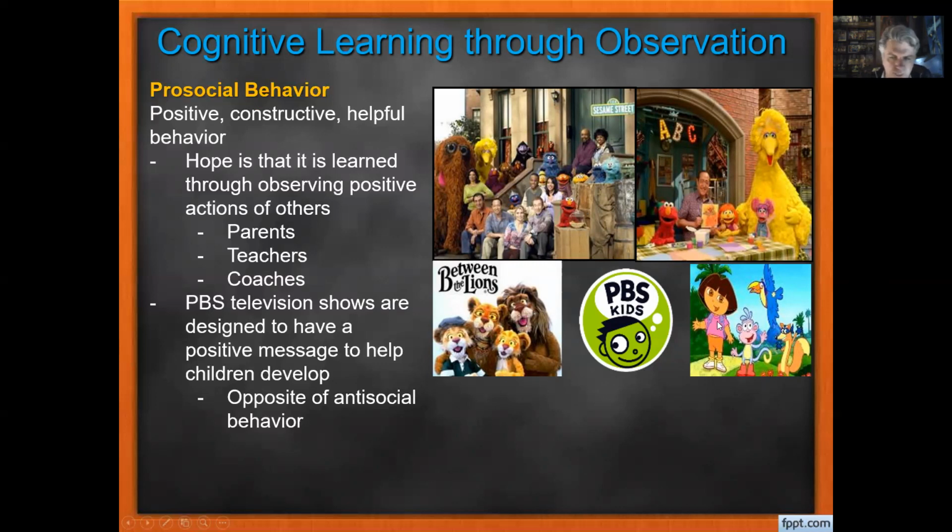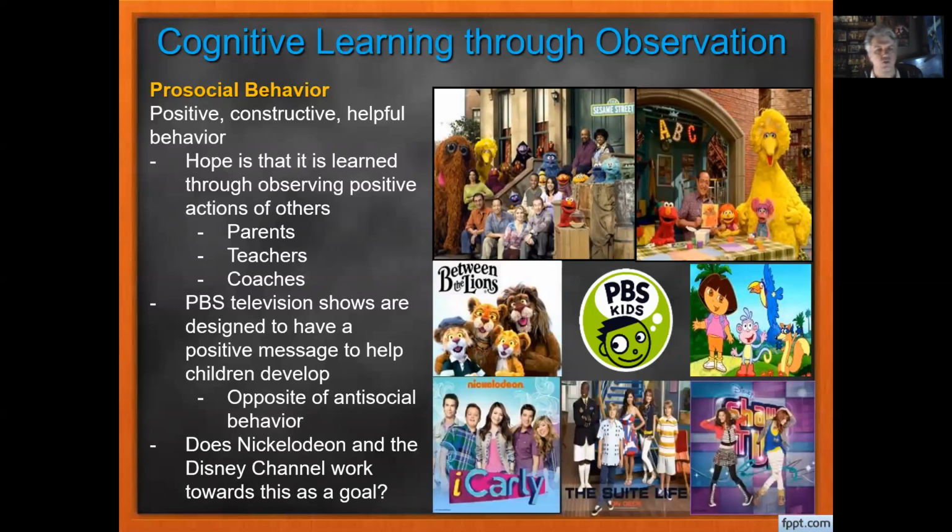Dora will always get to her place at the end. Swiper never works it out. It's always going to come out. It's going to be solved at the end. That's what PBS's job is to do, because it's paid for by the government. It's pro-social behavior on PBS.